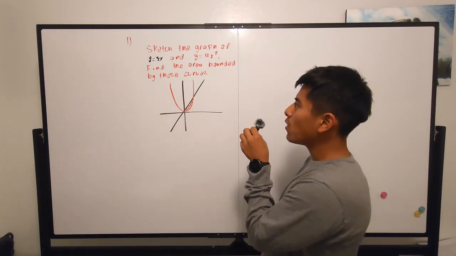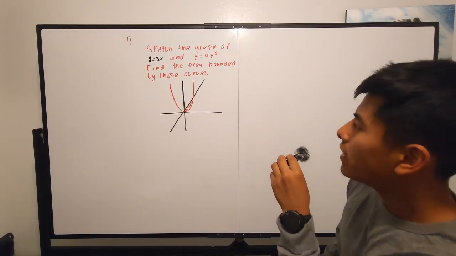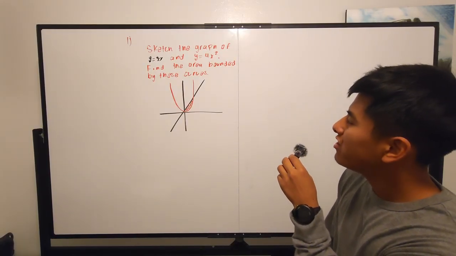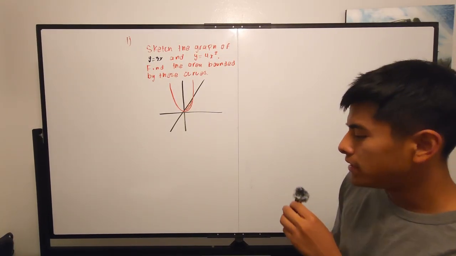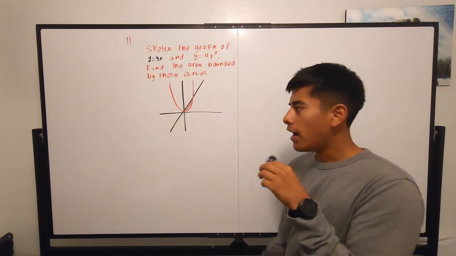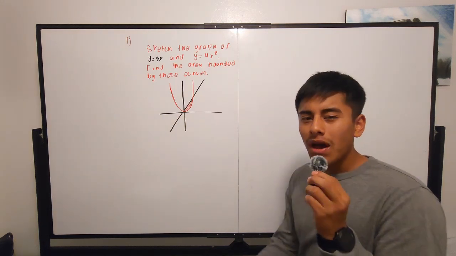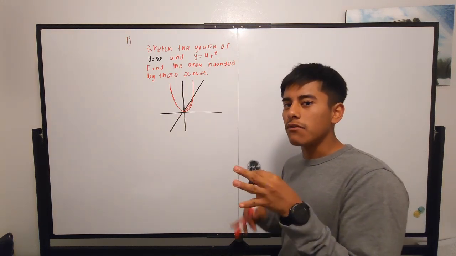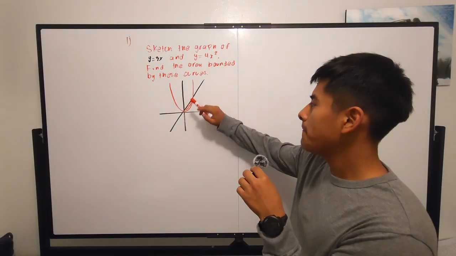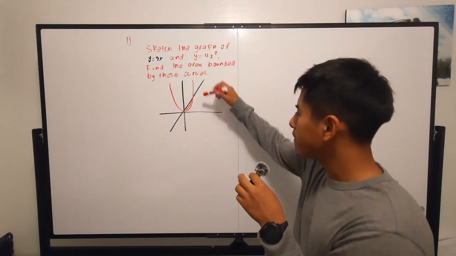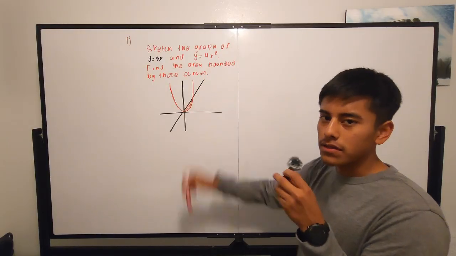So problem number 1 tells us to sketch the graph of y equals 3x and y equals 4x squared and find the area bounded by these curves. I already went ahead and sketched the graphs here. If you have a calculator, you can skip the following steps, but the first thing that I'm going to do is find the bounds of these. If you have a calculator, you could just analyze the graph and you could see the points.